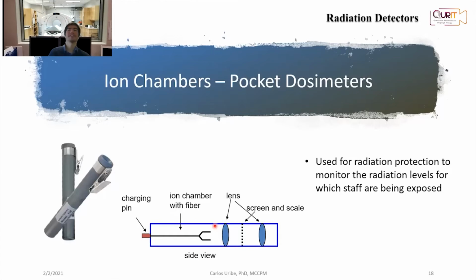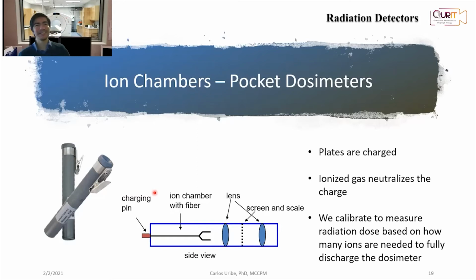Another type of ion chamber, and again, this one is for radiation protection, is what we call pocket dosimeters. Pocket dosimeters look like this. They are used to monitor the radiation levels at which staff are being exposed. So how does it work? It's basically a capacitor in a gas. You have this capacitor charged, and you connect these pocket dosimeters into a device that charges this capacitor.